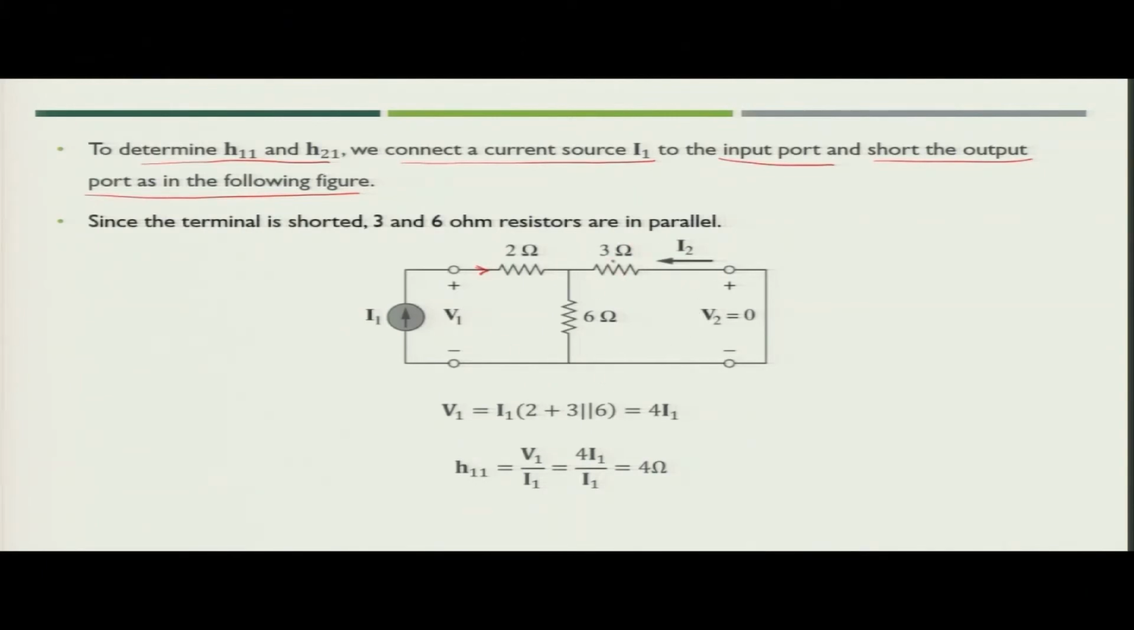What will be the total resistance? This 2 ohm will be in series with the parallel combination of 6 ohm and 3 ohm. When you simplify, you will get V1 equal to 4 I1. So now you can simply find the value of H11, that is V1 upon I1, and when you put the value of V1 as 4 I1, you will get H11 as 4 ohm.